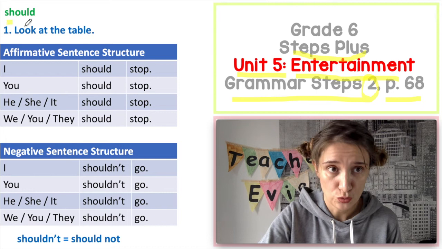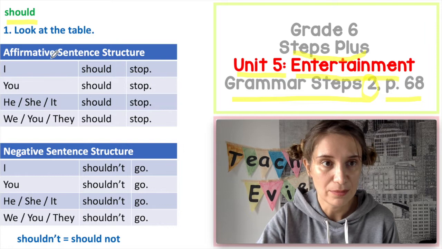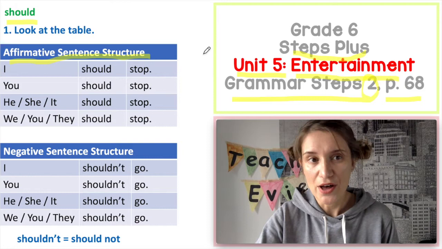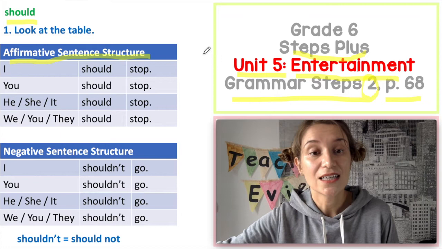Zaczynamy od should. And we look at the table. Patrzymy się na tabelki. W zasadzie dwie tabelki. First we have affirmative sentence structure. Pamiętacie, co to jest affirmative sentence structure? Brzmi bardzo skomplikowanie, a to tak naprawdę jest po prostu zdanie twierdzące. Konstrukcja zdania twierdzącego.